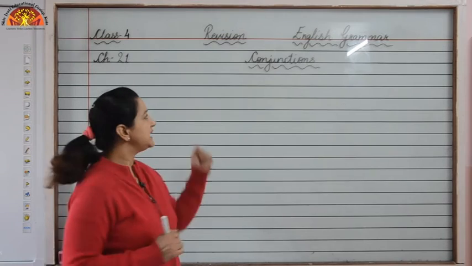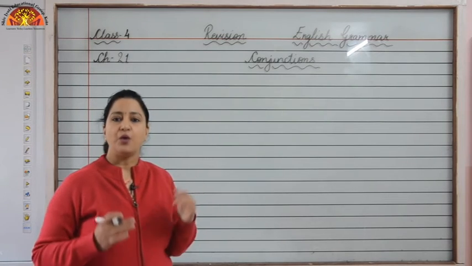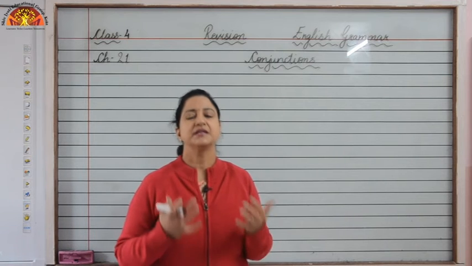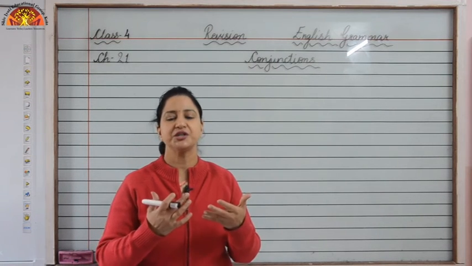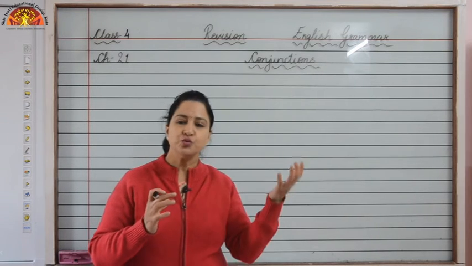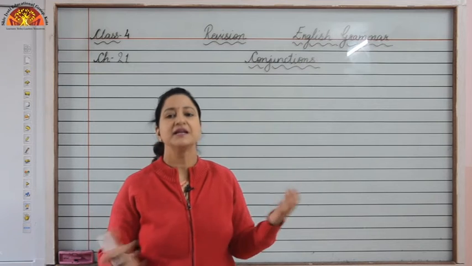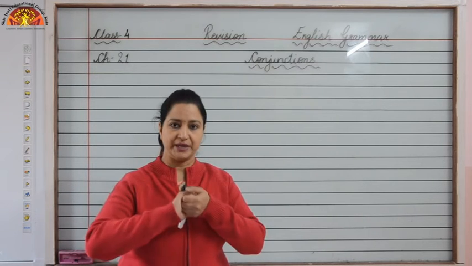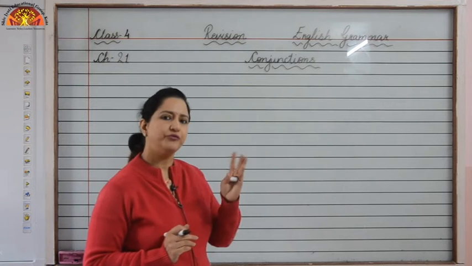Okay, now let's start our chapter number 21, conjunctions. Now, what are conjunctions? Conjunctions are the joining words, or you can say conjunctions are the connectors. Conjunctions join two or more nouns, phrases or sentences together. So, let's see. Here we'll talk about a few conjunctions.